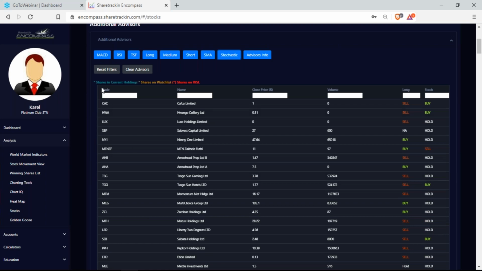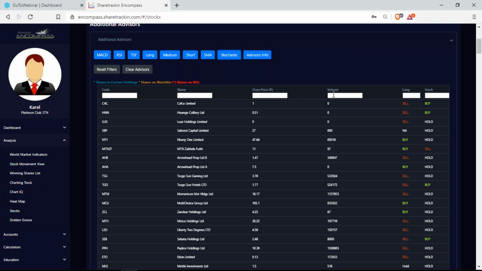So first of all, I would get the company code. Each company on the JSE has its own 3-letter code linked to its name. So in other words, if I look here, CAC is Kafka Limited. Next to it, I have the closing price in rands. So in other words, this share closed on 1 rand today.